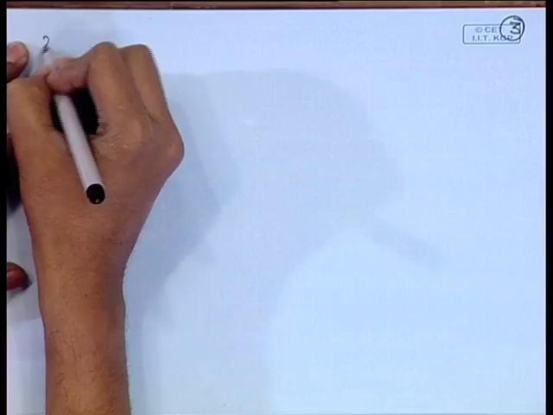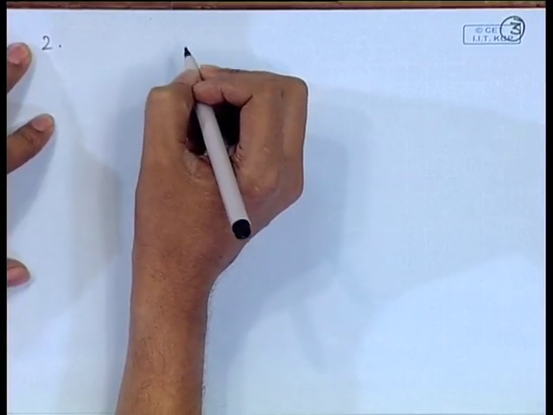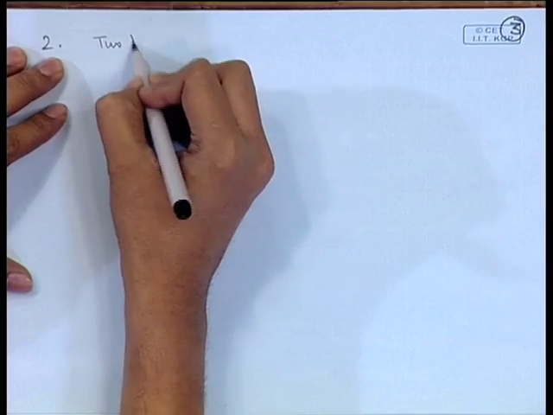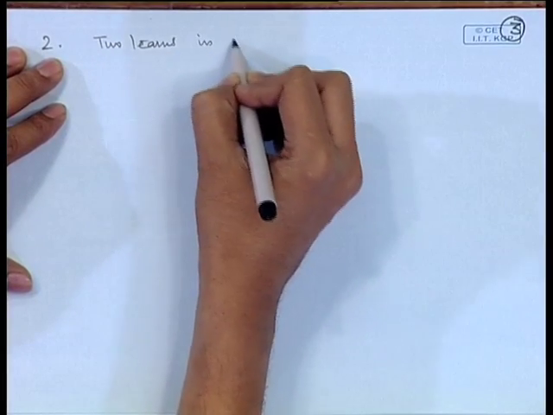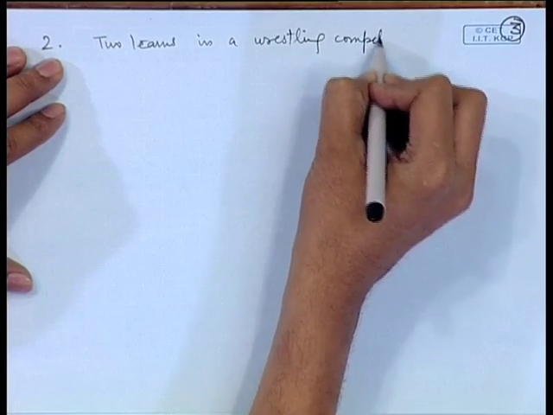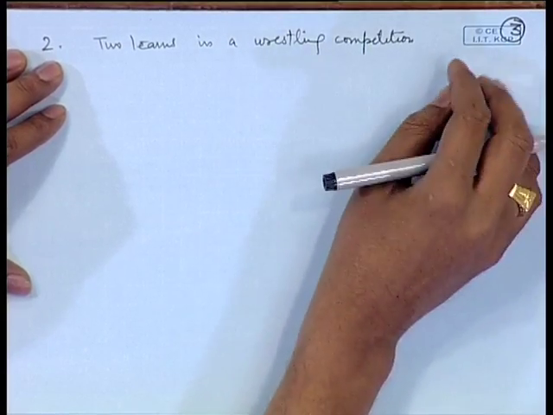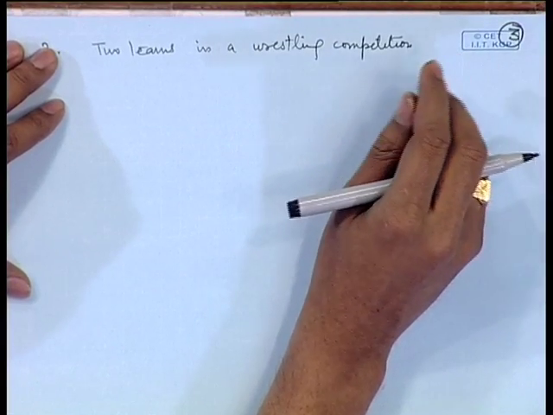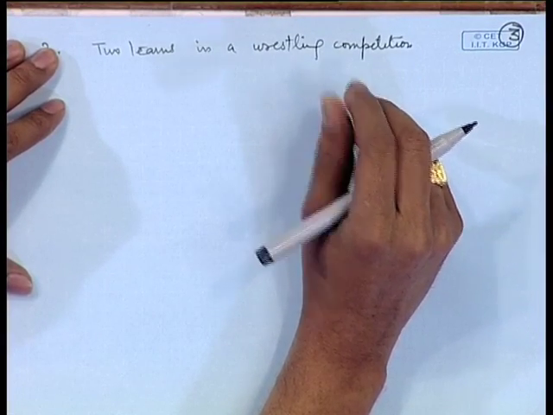Let us take some more examples. Suppose there are two teams in, say, a wrestling competition, and we want to see whether the average weights of the wrestlers are same in the two teams, or one of them is having higher weights than the other one, because this is a crucial factor in the outcome of the actual match.